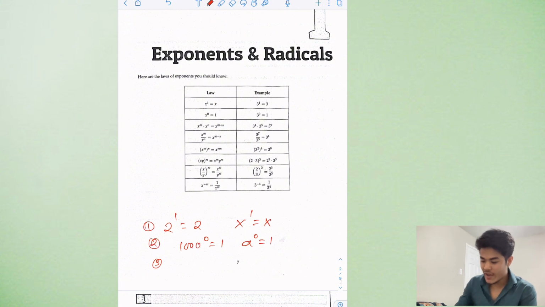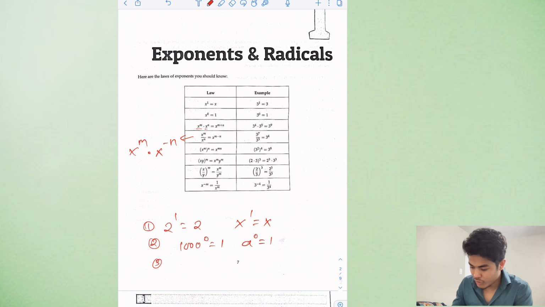And number 3, if we have the same base, then we can add their exponents. As you can see, we can add m plus n. And right here, if we divide with the same base, then we can subtract their exponents. For example, we can write it down like this: x to the m multiplied by x to the negative n. And as we know already from law number 3, we can add the exponents if their bases are the same. So x to the m minus n.